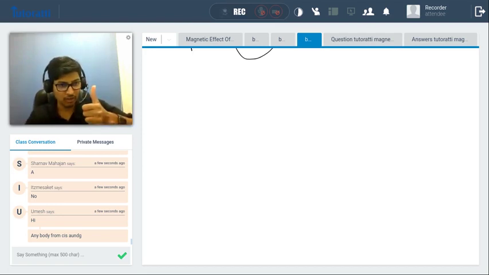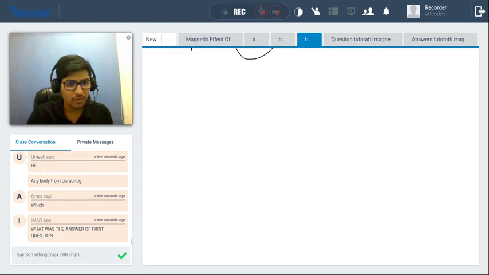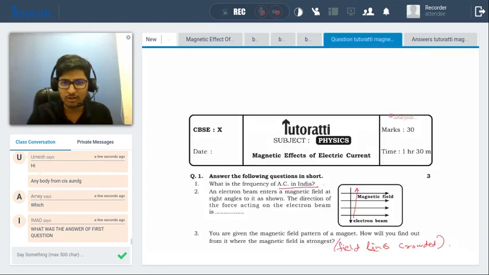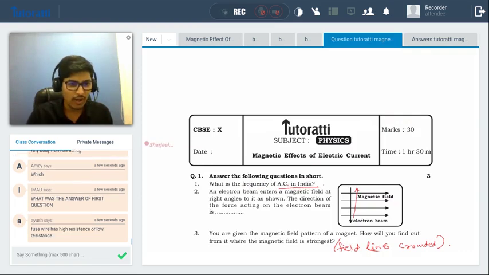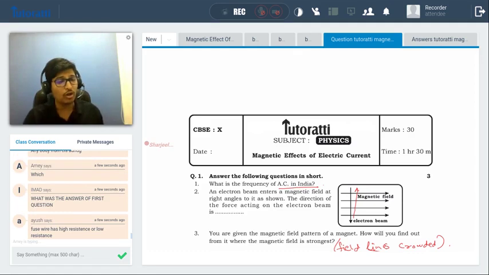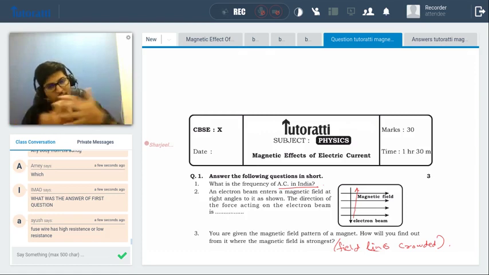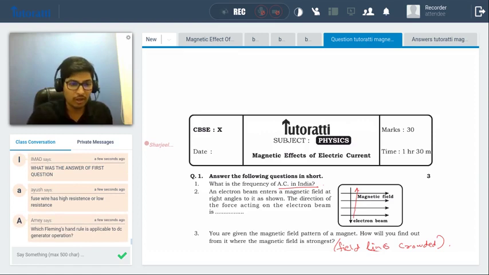Is that clear, Vishaka? What was the answer of the first question, Imad? Frequency of AC in India, 50 hertz. Fuse wire has high resistance or low resistance? Low resistance, Ayush. Fuse wire has a low melting point, right? As far as resistance is concerned, it has a slightly okayish resistance because it cannot have a very high resistance. If it has a very high resistance, it will start blocking the current flowing.